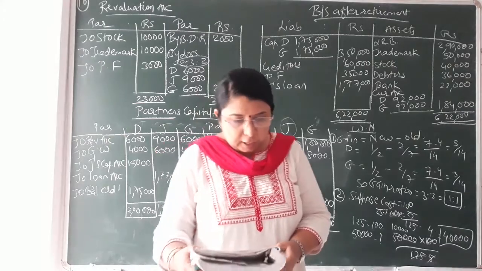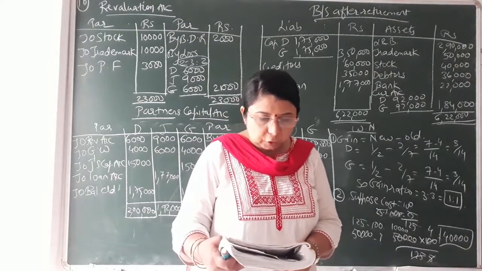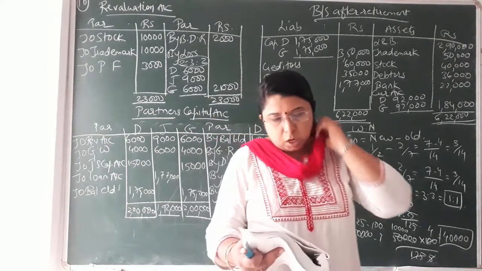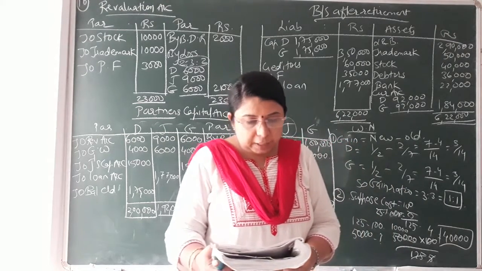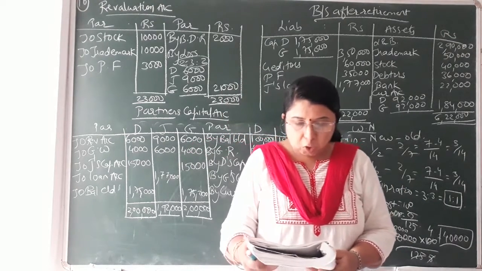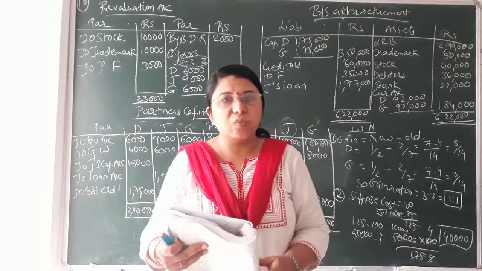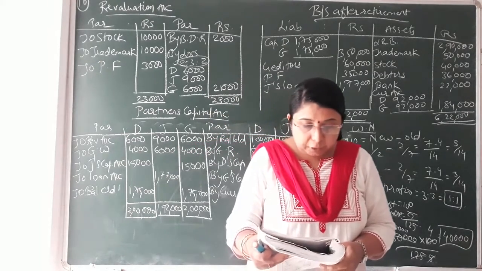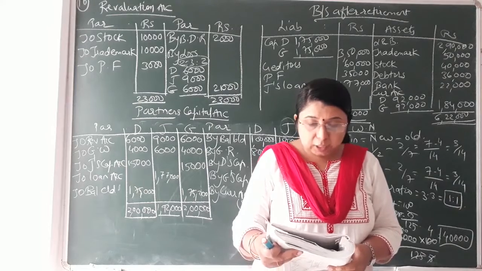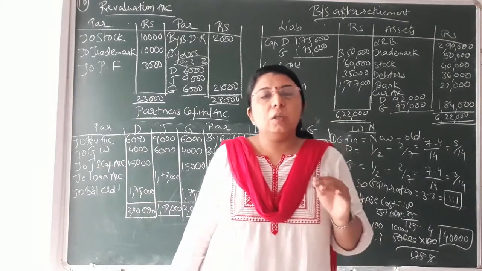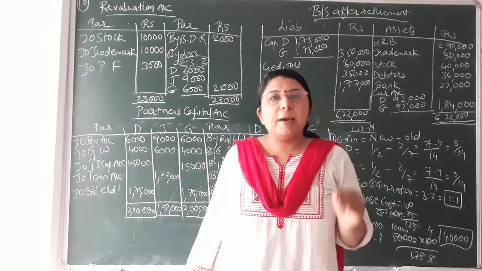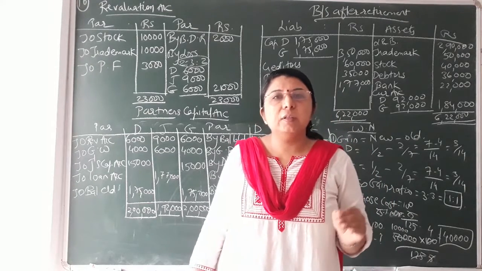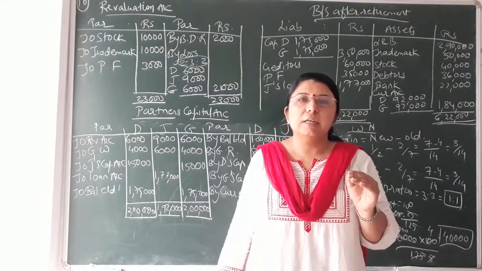Then afterwards, the sixth adjustment: the total capital of the new firm is to be kept equal to the total capital of the old firm. Deep and Geeta will maintain this capital in the new profit and loss sharing ratio. Now this adjustment is very important. The total capital of the new firm is to be kept as the total capital of the old firm. Whatever capital is given to you in the old firm, the same capital is to be maintained after the retirement of one of the partners, that is Jyoti.